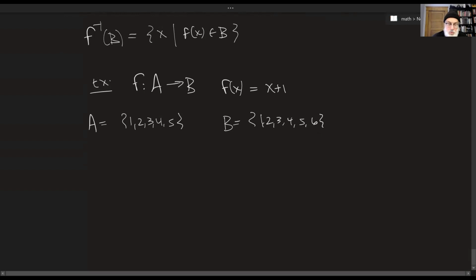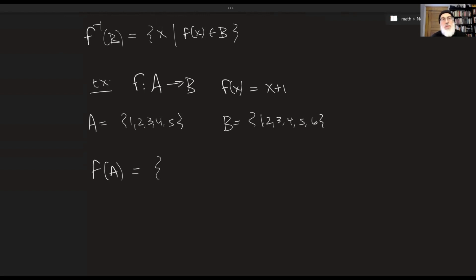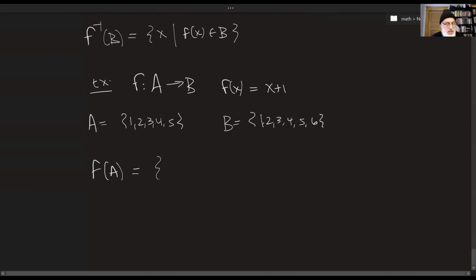All right, so what is the image of f of A? What is the image? This is all of the elements in A that map to some element in B. So 1, we add 1, we get 2. So 1 goes to 2, and so that's in our image. 2 plus 1 is 3, so that's in our image. 3 plus 1 is 4, 4 plus 1 is 5, 5 plus 1 is 6. So that's the image of A. And you can see that's a subset of B.